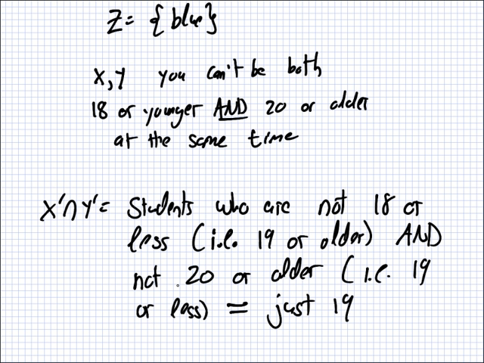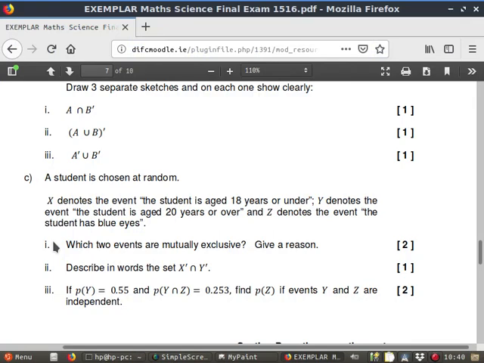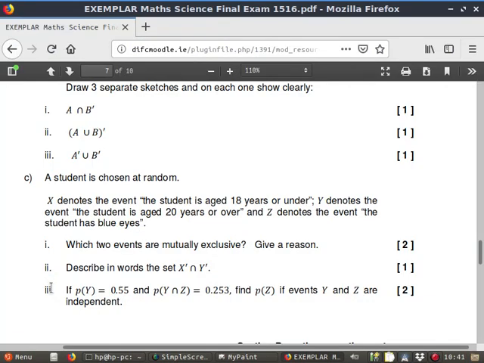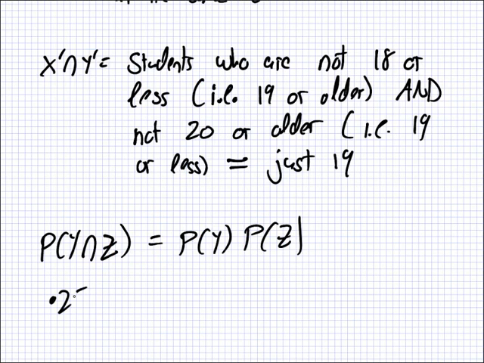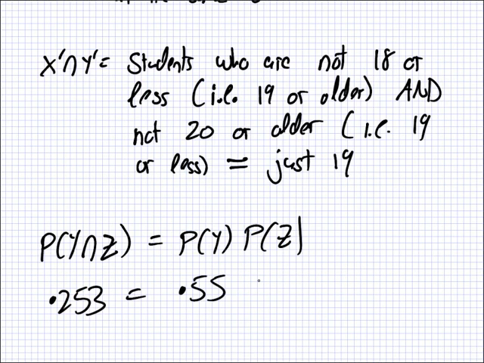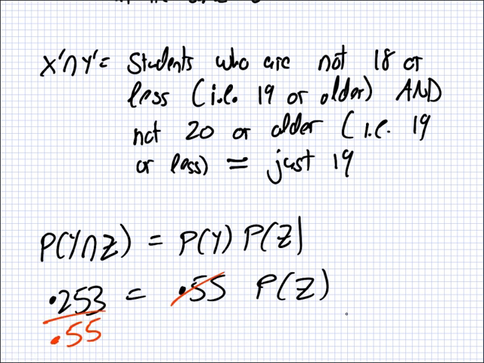I think there's one part left, isn't there? The last part requires the formula. You're told that Y and Z are independent events. So P(Y and Z) equals P(Y) times P(Z). They provide you with P(Y and Z), which is 0.253, and P(Y) is 0.55. And they want you to calculate P(Z). So this is just a simple division. What do you get there? 0.46. Yeah.